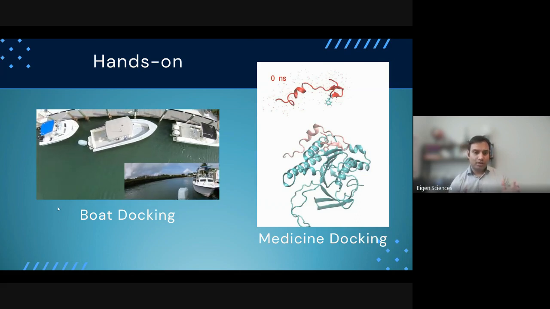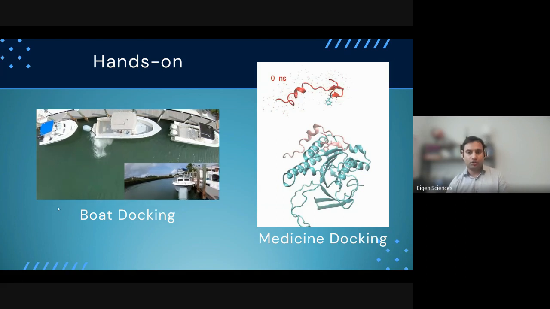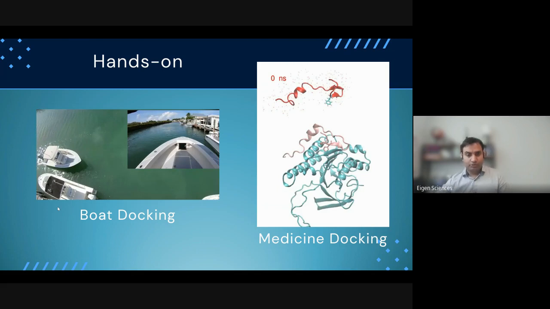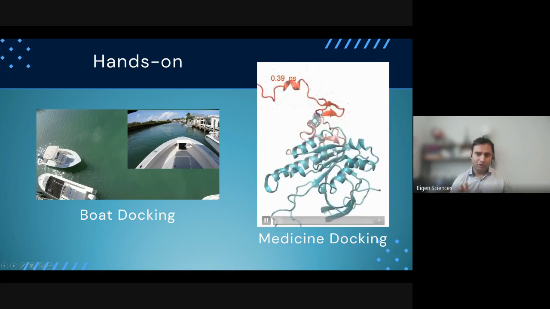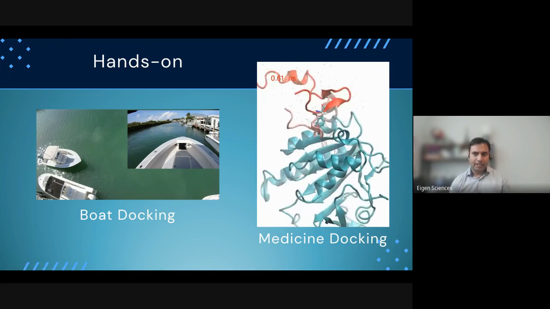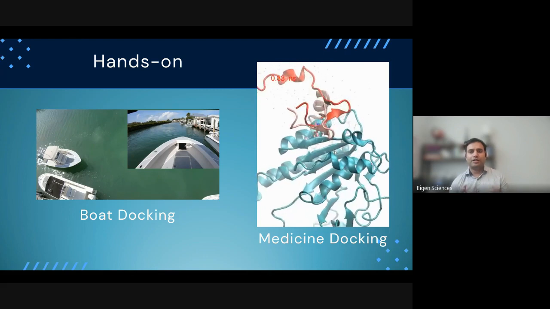So a similar docking, or boat docking, concept is there in the research world, which is called molecular docking, or medicine docking. Just to give you some background, this is a cancer protein and this is a drug, a cancer drug, and we want this drug to bind with this protein. You can see that slowly it will go and interact and get accommodated.